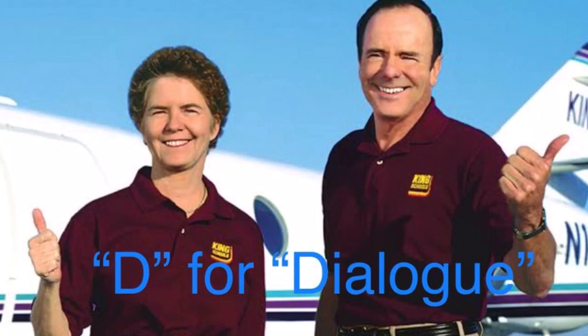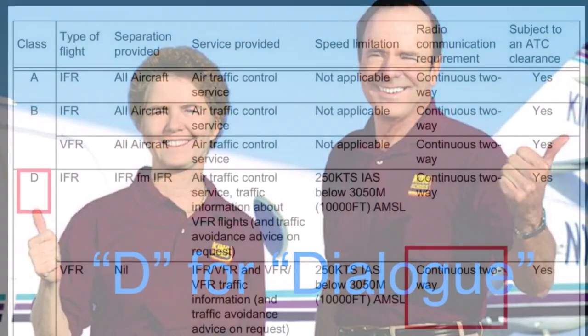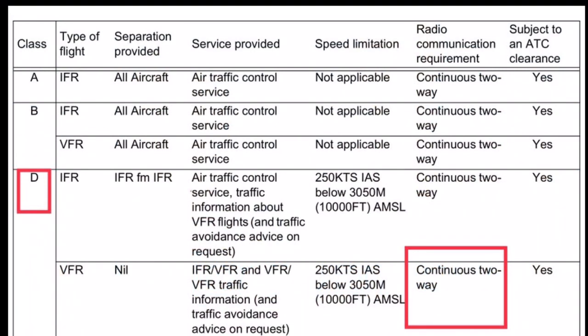John King said it best that when you think of Class D, think dialogue. For VFR aircraft prior to entering Class D airspace, radio communications must be established with the approach control facility responsible for the TMA or CTR.